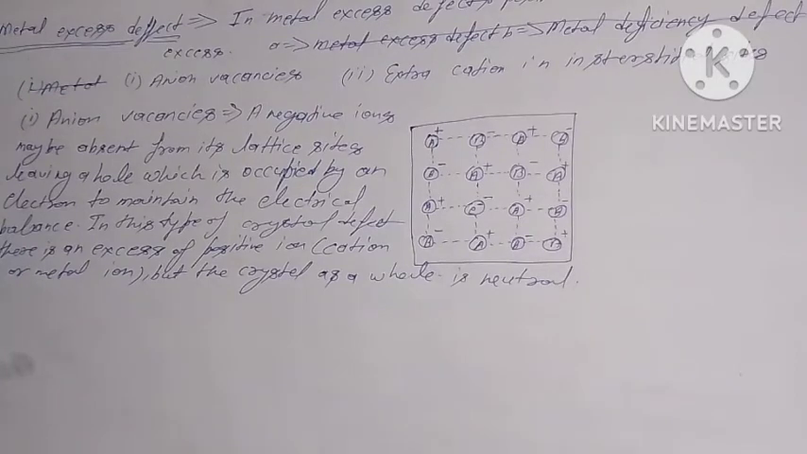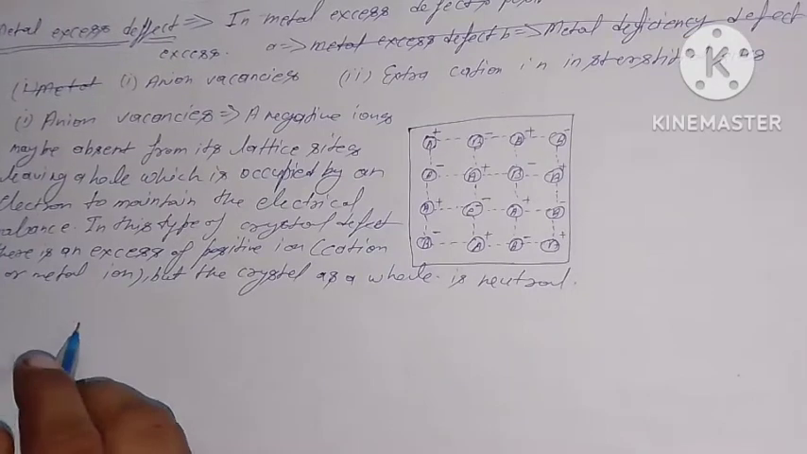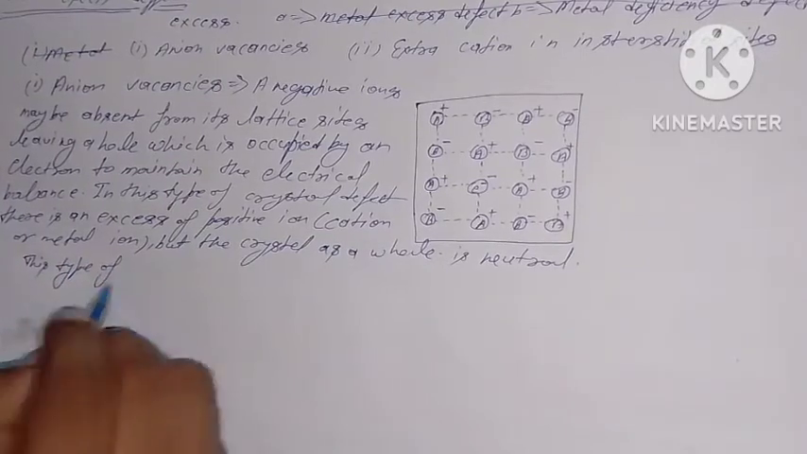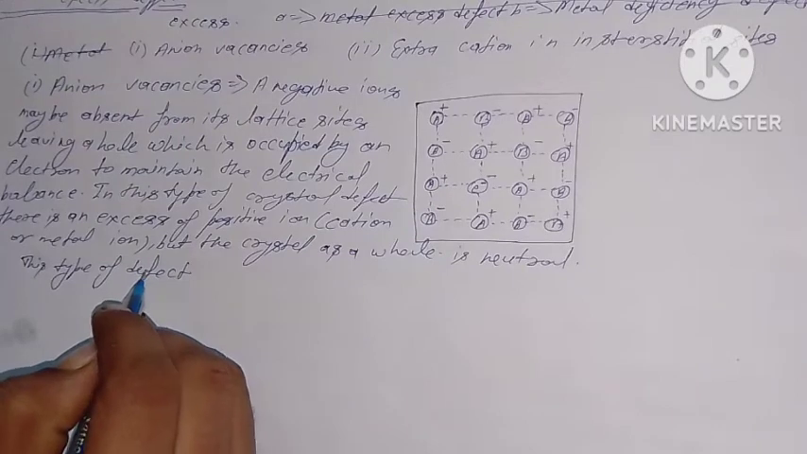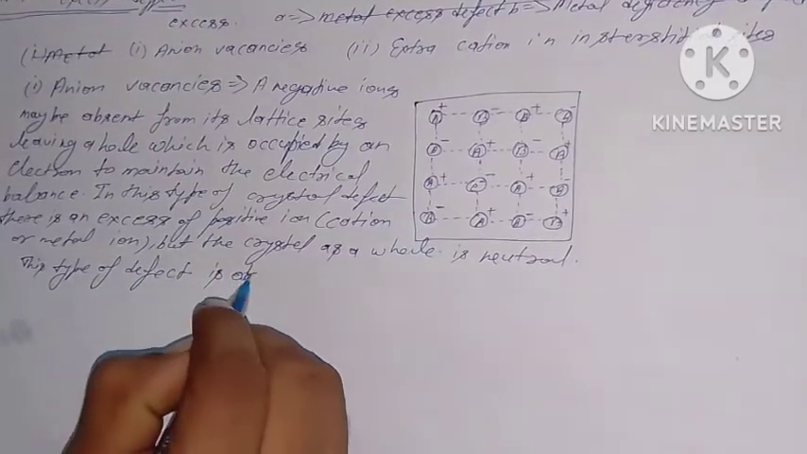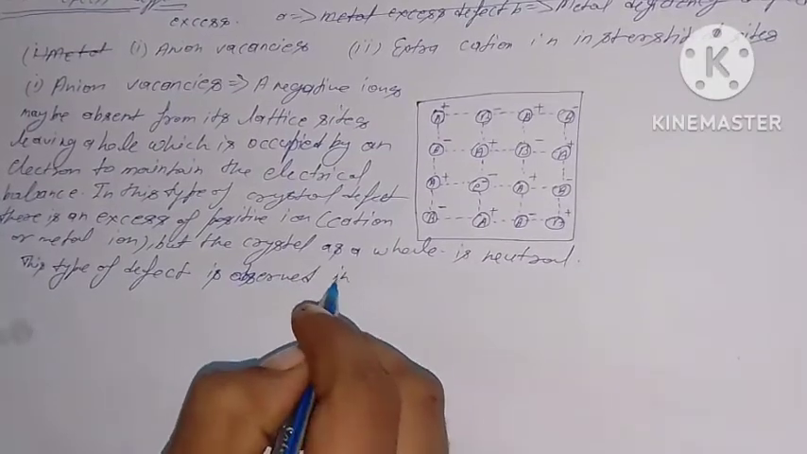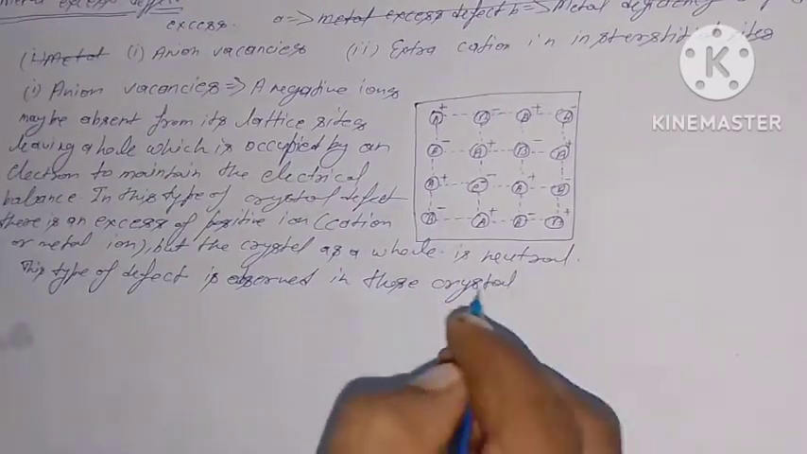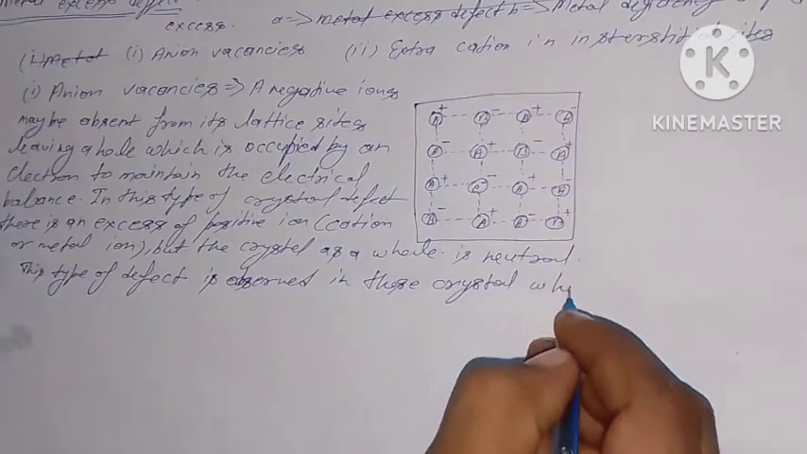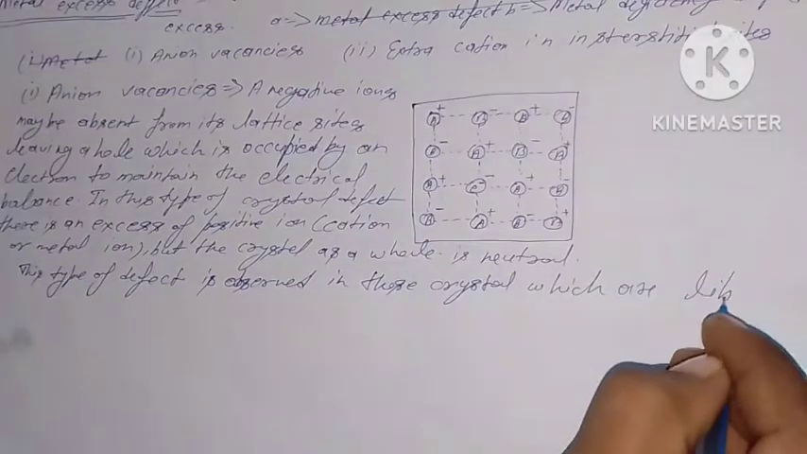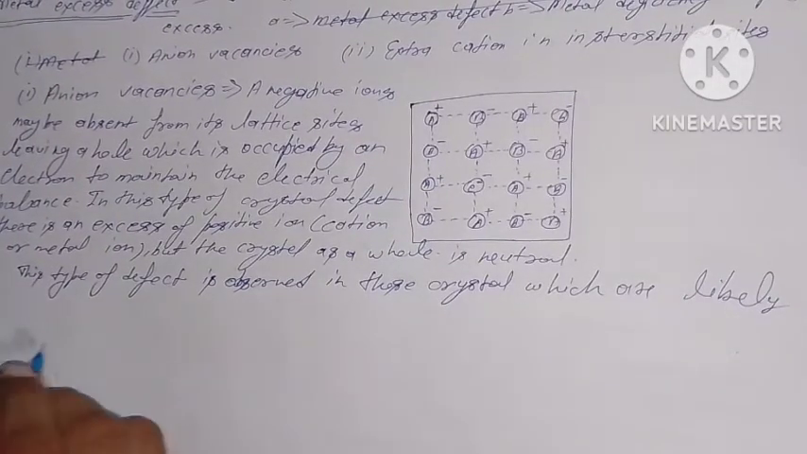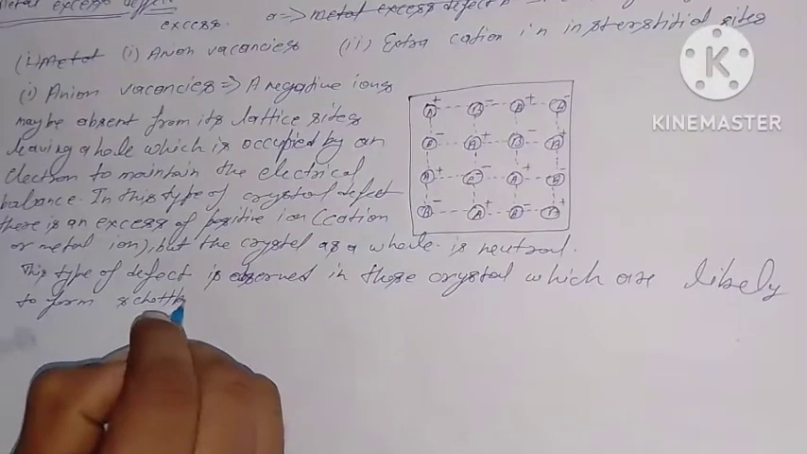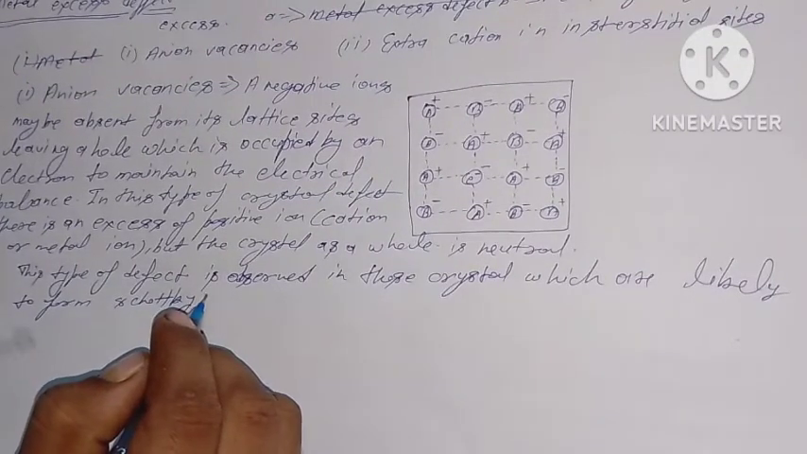This type of defect is observed in those crystals which are likely to form Schottky defects.